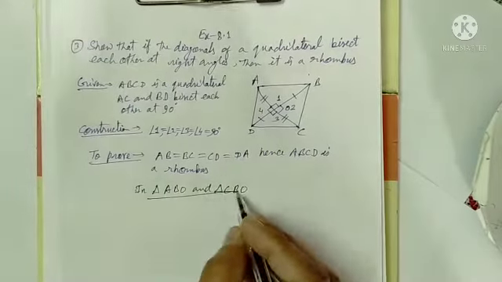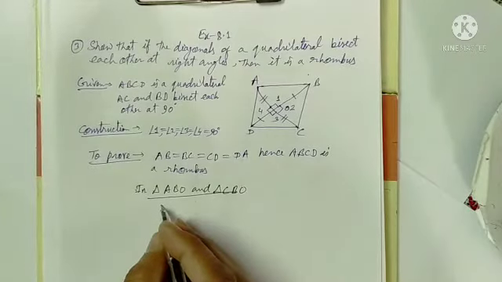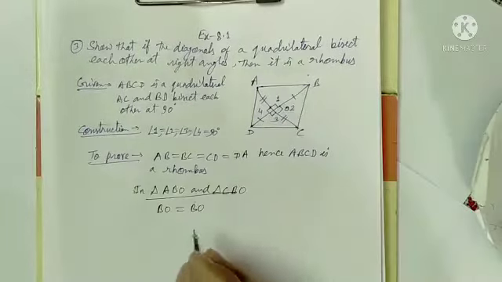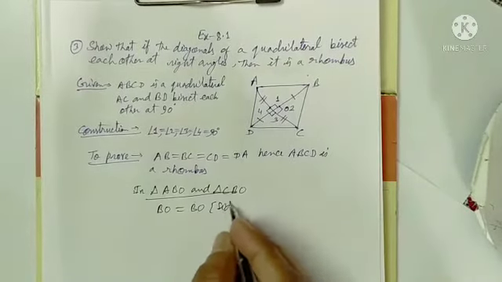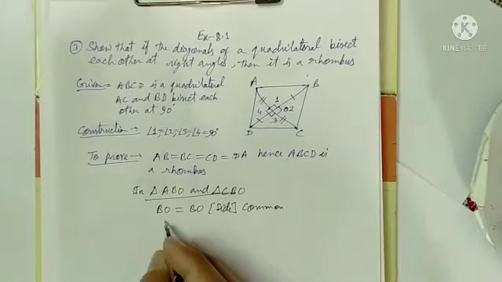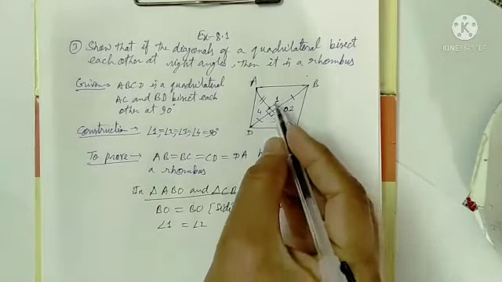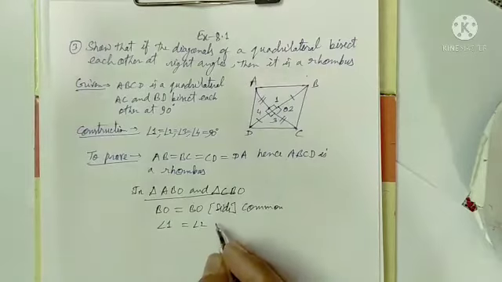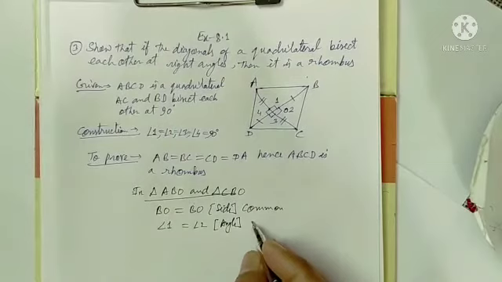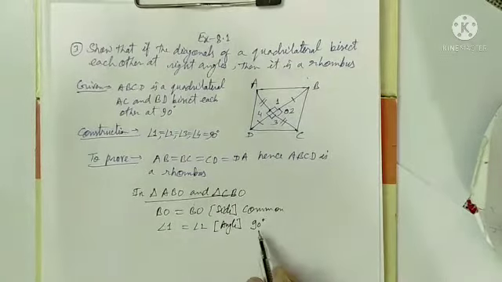Now what can we observe in both triangles? See, BO is equal to BO. BO is a common side for both the triangles. And angle 1 is equal to angle 2. Angle 1 and angle 2 are equal. Why? Because they are 90 degree right angles. Both are 90 degrees, right angles. So you write 90 degrees or right angle.